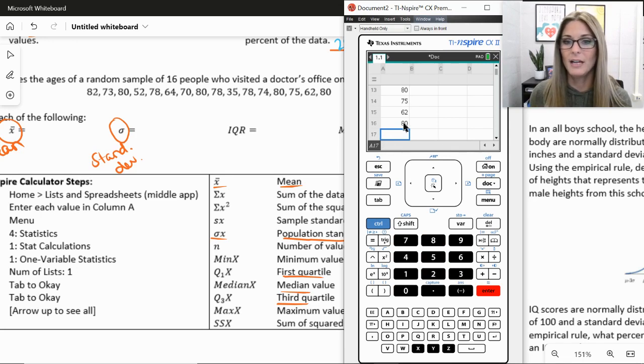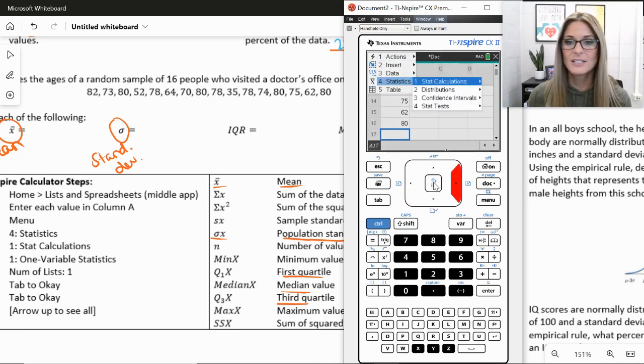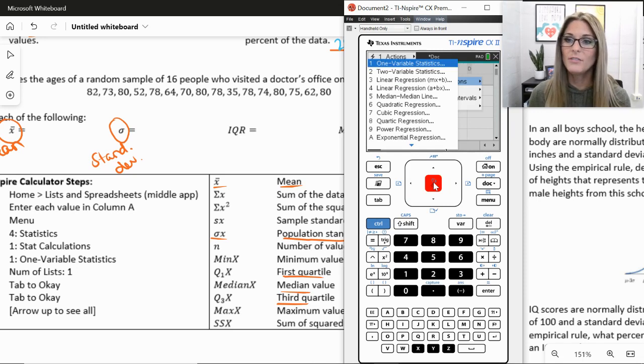When I look at my calculator, my last entry was on line 16, so that's a great place to check and make sure you didn't skip any. Once you are out of your data, make sure you're in an empty box. Hit Menu. We're going to go to Statistics, stat calculations, and one variable statistics.